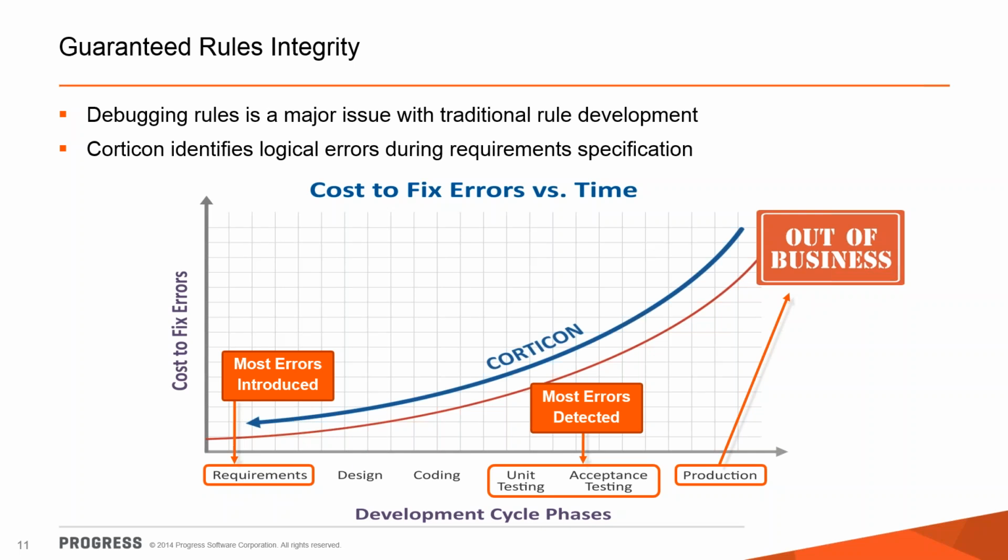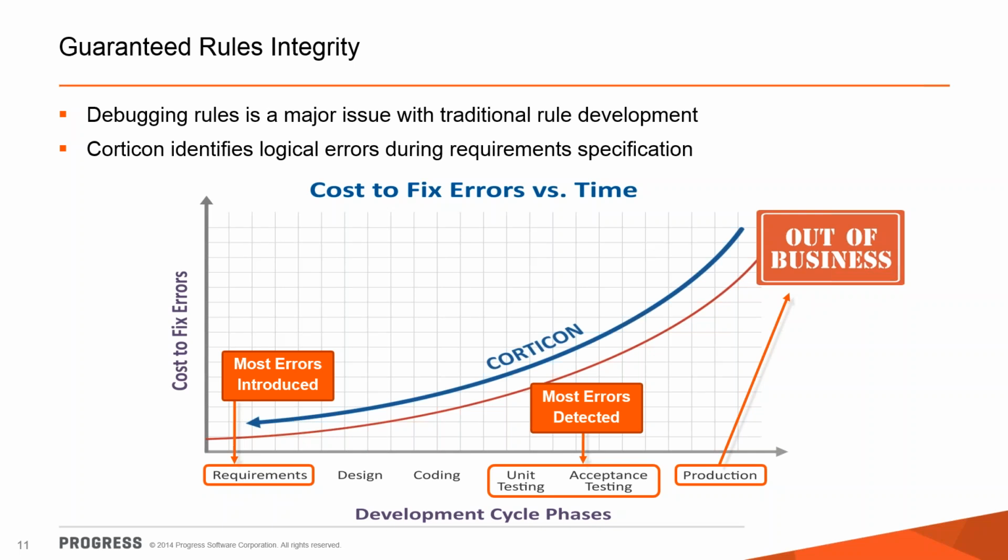When you use Corticon with this approach, everything boils down to the requirements phase. As you're modeling your rules, you're looking at the errors, you're testing those errors, you're fixing those, and you're making sure that when it reaches the actual system integration testing phase, at least the rules portion doesn't have any issues. That's where guaranteed rules and integrity really comes in handy.